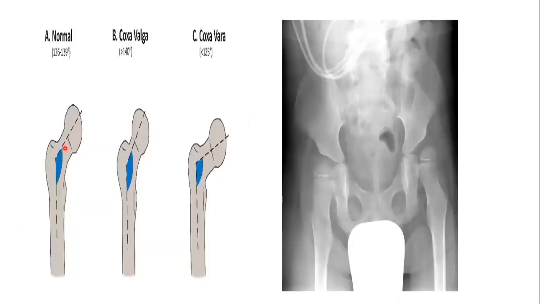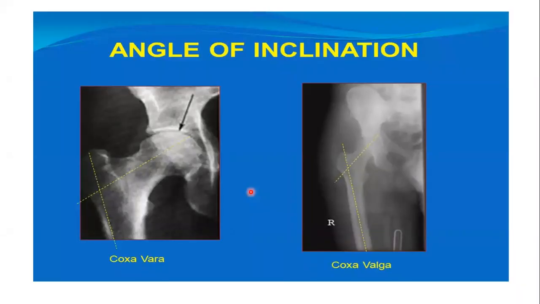This is the angle between the neck and the shaft. Normally, it's between 125 and 130. This is normal. In coxa valga, the angle is greater than 140, and in coxa vara, the angle is less than 125. This is a radiograph of coxa valga, with increase of the angle. Here also, coxa vara and coxa valga.